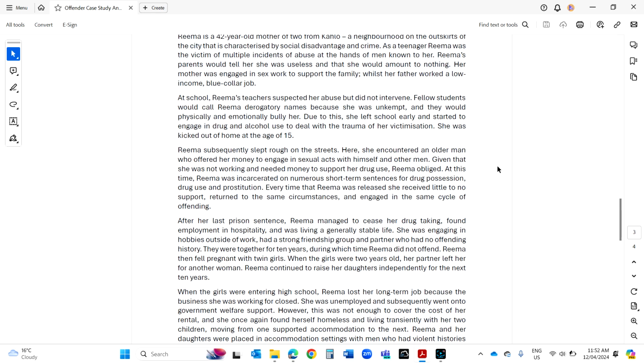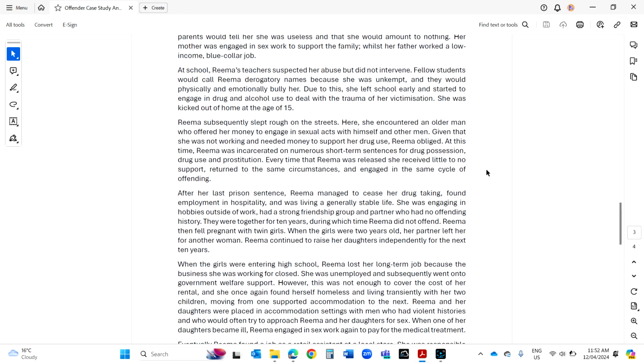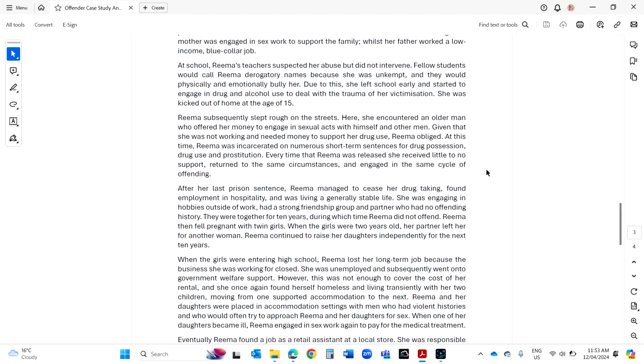As a result, she left school early and started to engage in drug and alcohol use to deal with the trauma of her victimization. So we see there the trauma again is having an impact on her behaviours, and she was kicked out of the home at 15. She then went to sleep rough on the streets, where she encountered an older man who offered her money to engage in sexual acts. So we see this element of gendered sexual exploitation, which is following through from her early childhood victimization experiences. And the motivation there to engage in that was that she needed money to support her drug use. So she was incarcerated at that time on numerous short sentences for drug possession, drug use, and prostitution.